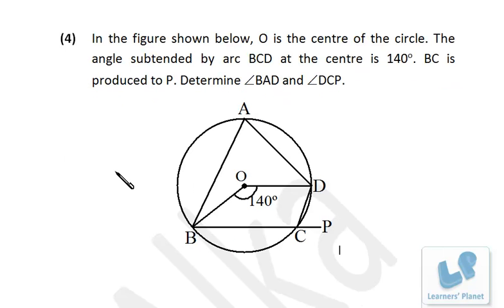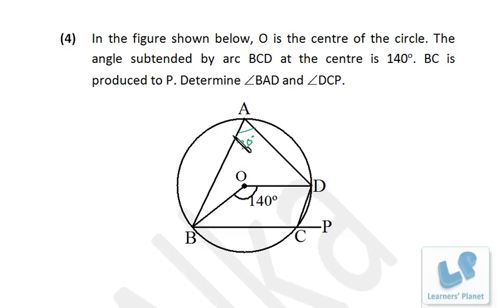Now this problem, in the figure shown below, O is the center of the circle. The angle subtended by arc BCD at the center is 140 degrees. BC is produced to P, determine BAD and DCP. Very simple. From this segment, this is the angle at the center. So from this segment, the angle at the circumference will be half of this. So it will be 70 degrees.